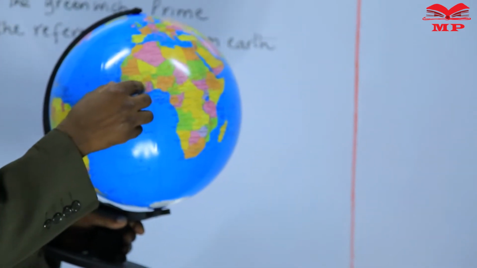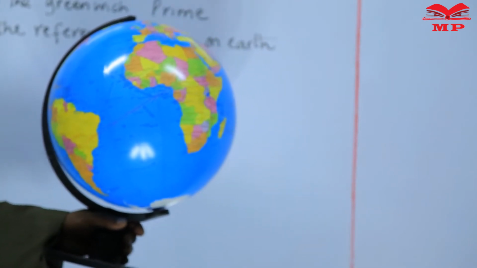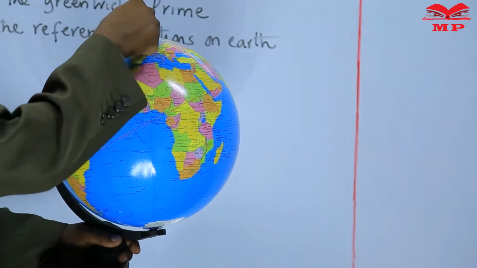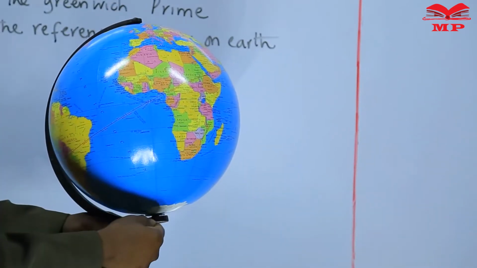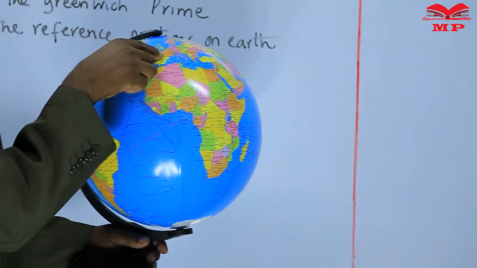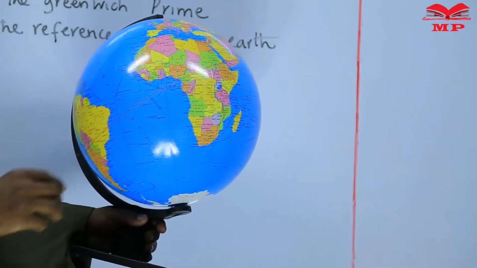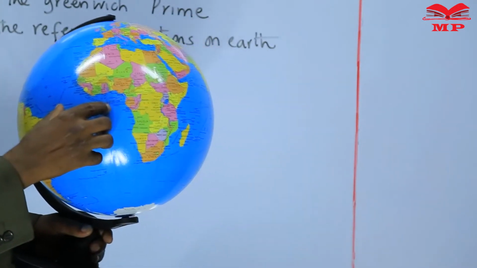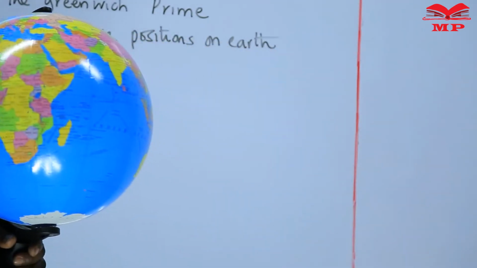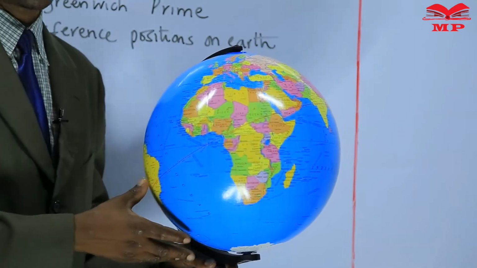It happens to pass near a place in Accra. Some of you know where Accra is, in Ghana. I'm talking about this line. This is the Greenwich prime meridian. It was named that because it passes near a place called Greenwich in London. So its reference degree is 0. It is that line that goes through that.